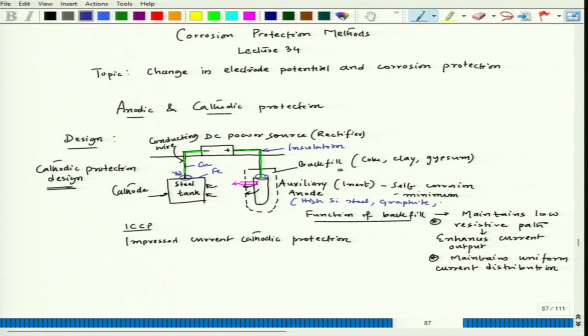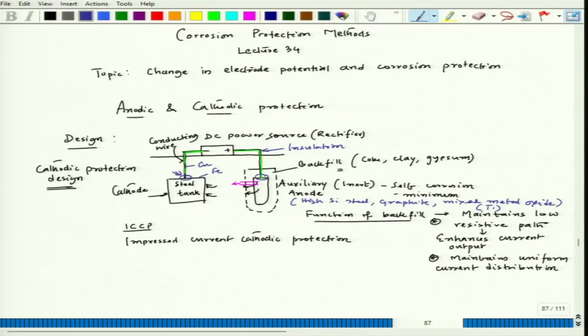Now, coming to some of the better ones, nowadays people are using mixed metal oxides, mainly titanium based, titanium, iridium, those kind of substances. Those mixed metal oxides can serve as a very good inert anode, and at the same time the self dissolution rate would be very, very low. In fact, it forms an oxide layer on top of it, and that oxide layer protects it from further corrosion, but at the same time that oxide layer has sufficient conductivity to let the current flow through. So this is about impressed current cathodic protection.